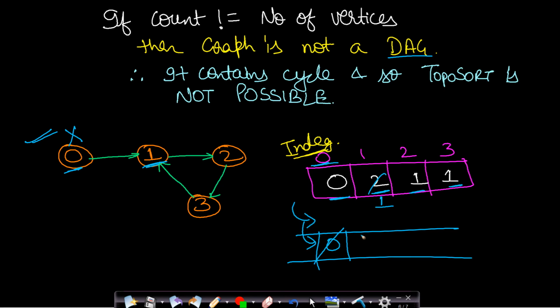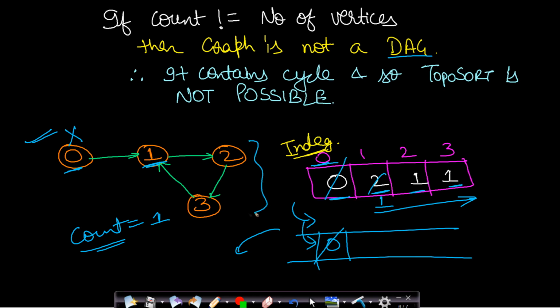Now the queue is empty and there is no node in this in degree array which is having a value 0. This 0 is already processed, by the way. So there is no other node with value 0. Therefore nothing will be pushed in the queue, and since your queue is empty, it will come out of your while loop. It will come out of your BFS call. Okay. So in this case, the number of nodes which are processed is equal to 1. So count will be equal to 1.